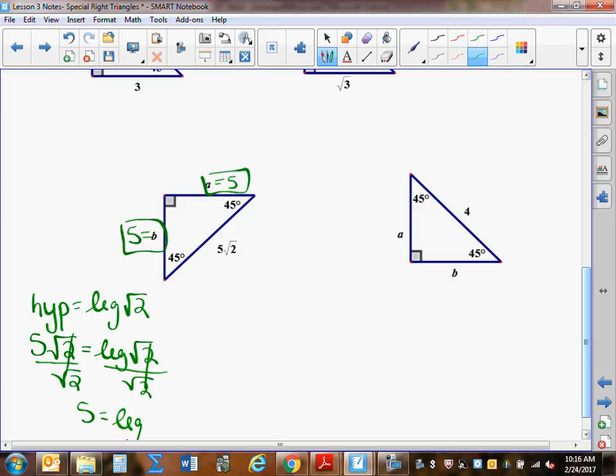I know that a lot of you are able to see this and recognize that if it's a leg times root 2, your leg is 5. That's good. Now, the trickiest this can become is this last example here. Here we have a 45-45-90 triangle, and they gave us the hypotenuse, but our hypotenuse is a nice whole number. You always like those whole numbers, until now. Yes, Colin?